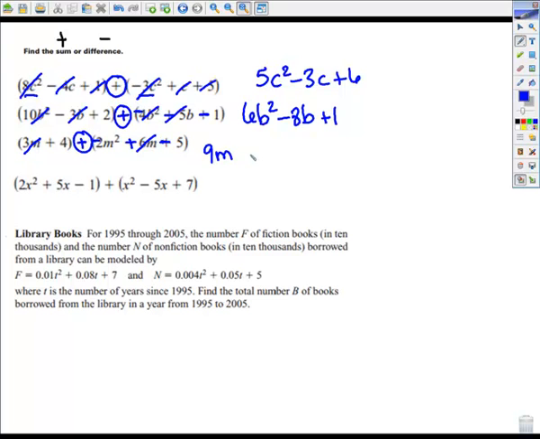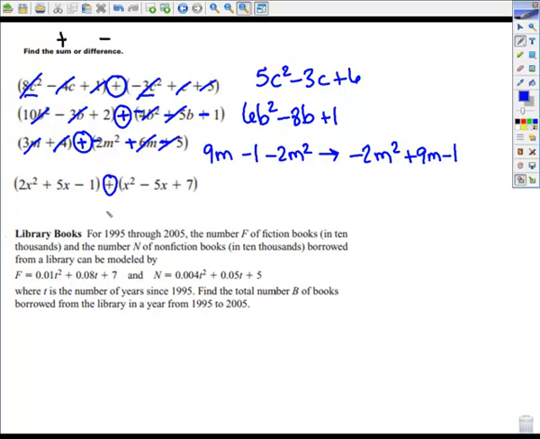4 plus negative 5 is negative 1. I do have this leftover term here in the second polynomial, and that's a negative 2m squared. I do want us to put them in order from left to right. So I have a negative 2m squared, a plus 9m, and a minus 1.